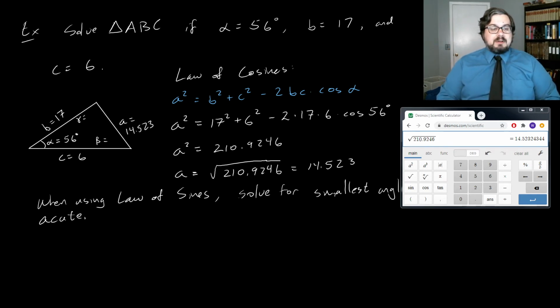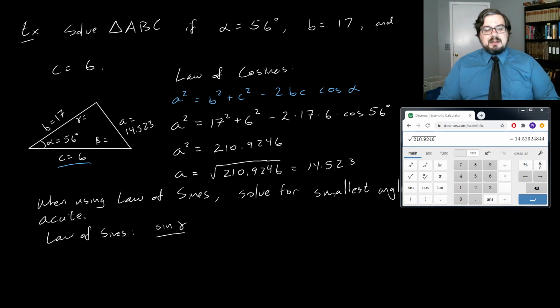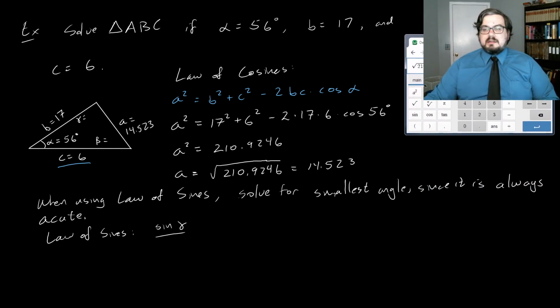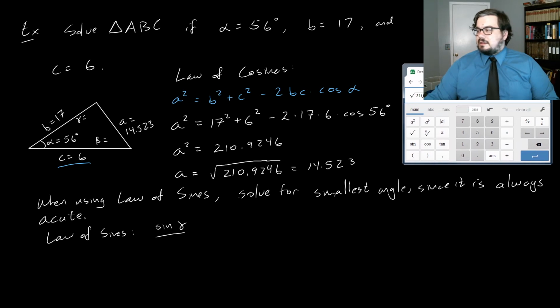So in our case, we see that the shortest side of the triangle is the side C with length 6. So let's solve for that one. So using the law of sines, we have that sine of gamma over, sorry, I wrote under my calculator there.